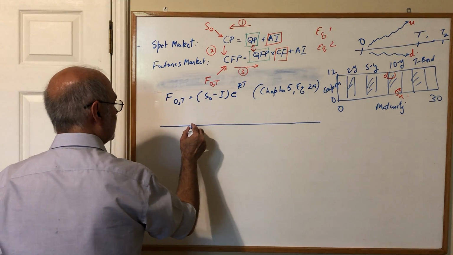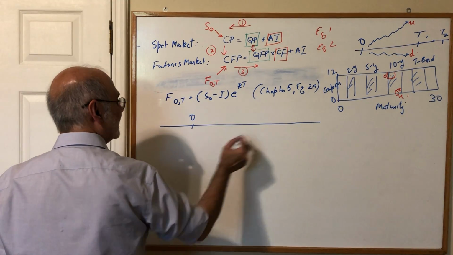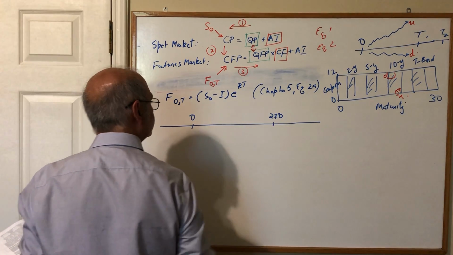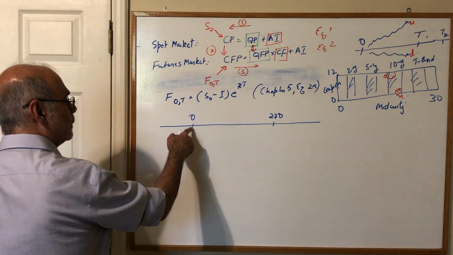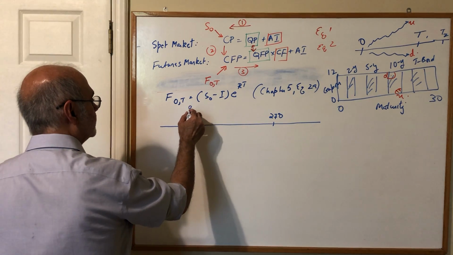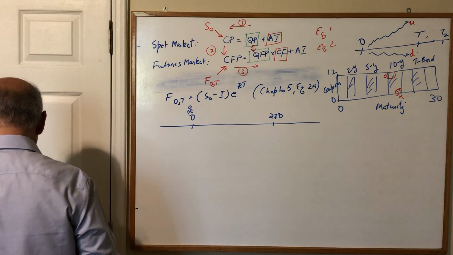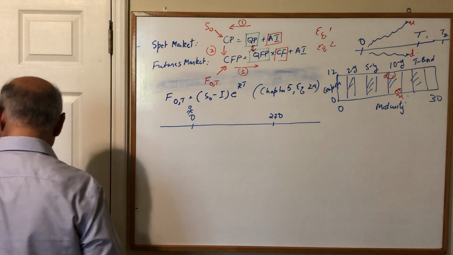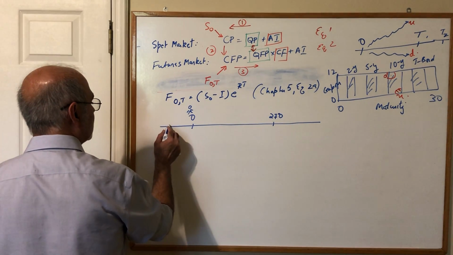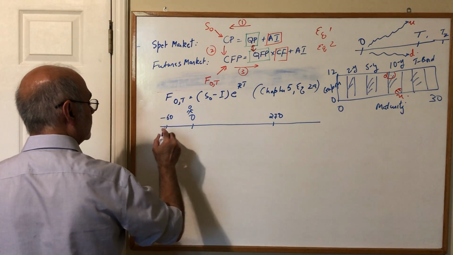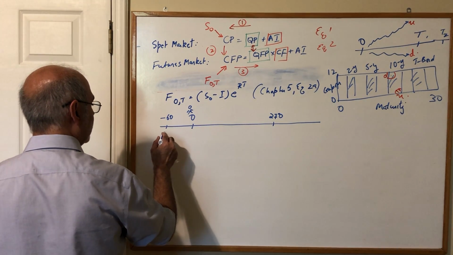Okay, so this is 0. This is 270 days. So this is where you're standing currently, and the futures contract matures on that. Now, it says that the last coupon payment was paid 60 days ago. So there's a coupon payment over here.